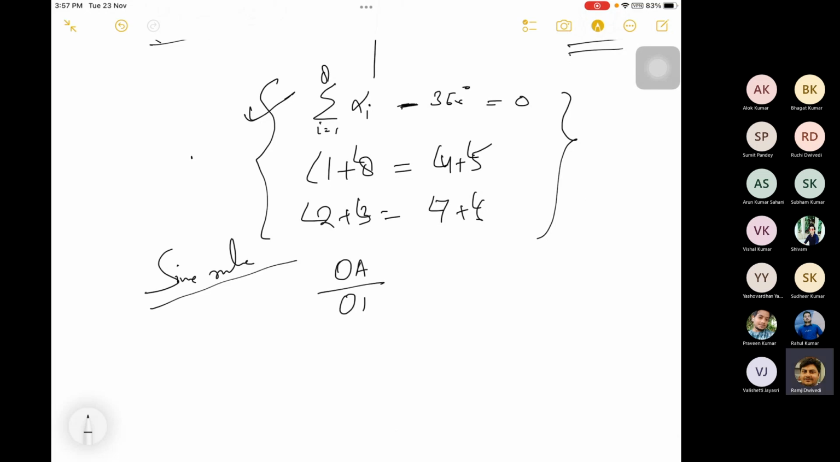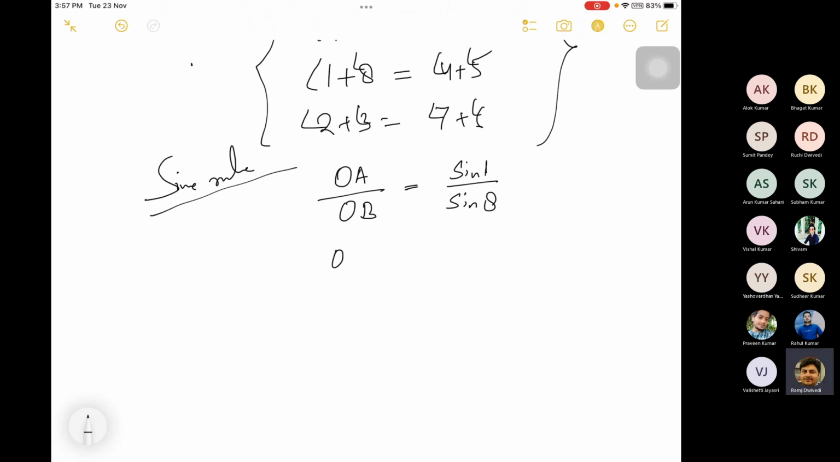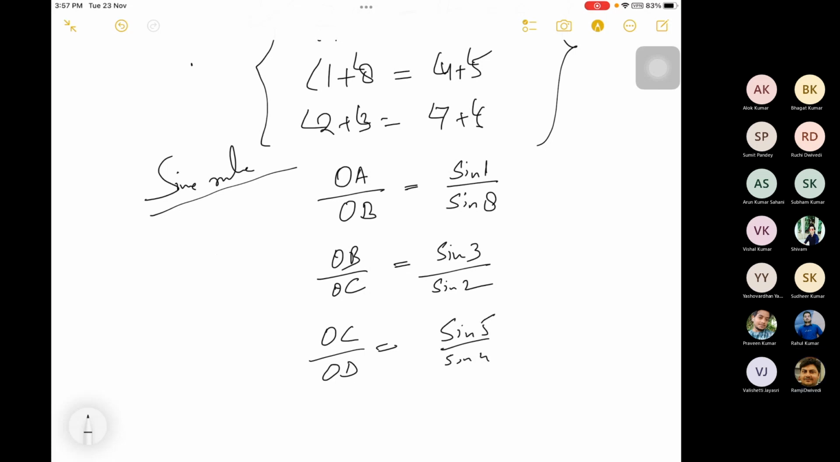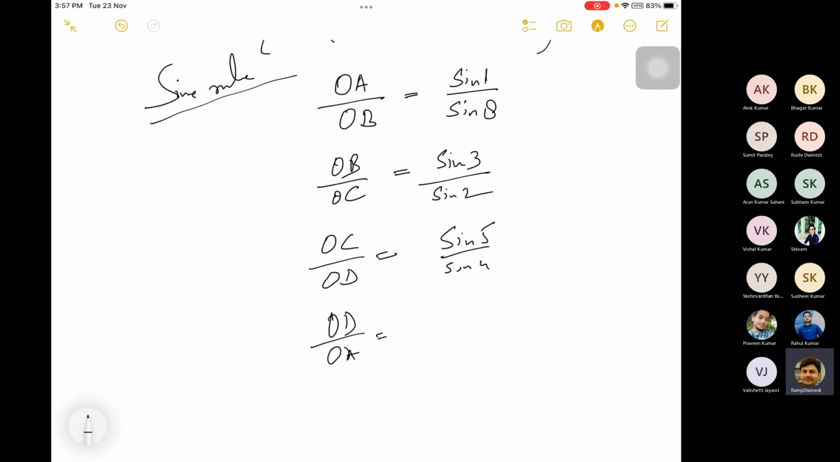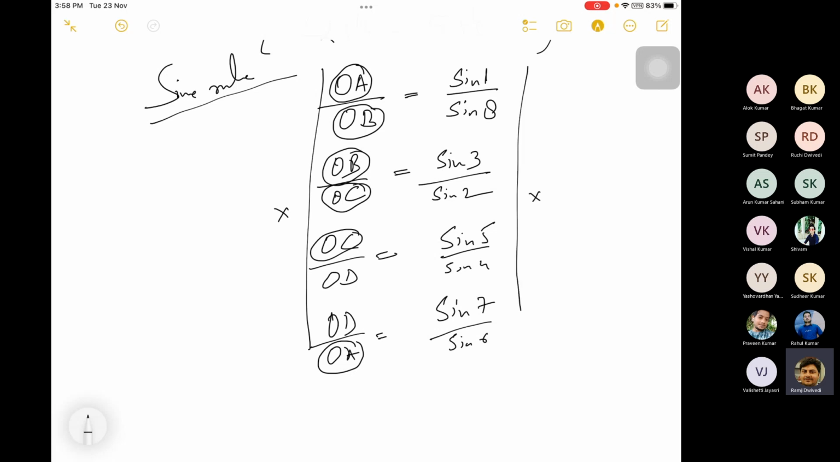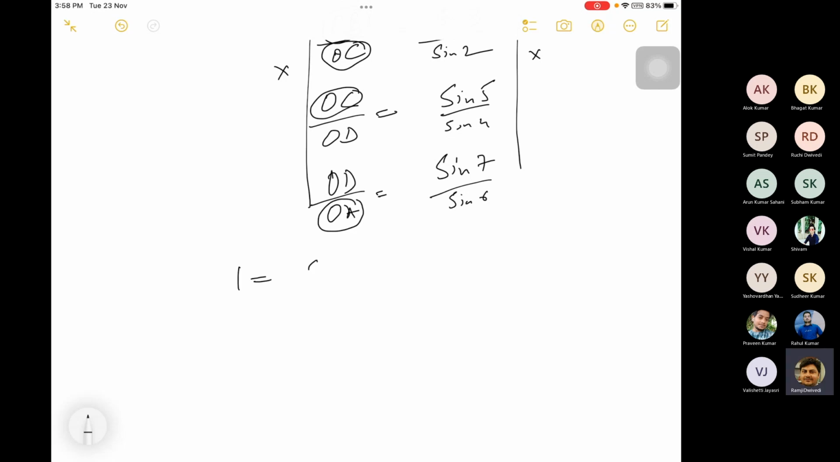आपका ये जो सेंटर पॉइंट O है, इससे जो ट्रायंगल बन रहा है इसमें आप साइन रूल लगा सकते हैं. तो नाउ OA upon OB is equal to sin 1 upon sin 8, then OB upon OC is equal to sin 3 upon sin 2, OC upon OD is equal to sin 5 upon sin 4, then OD upon OA is equal to sin 7 upon sin 6. इसको सब मल्टीप्लाई कर दीजिए लेफ्ट हैंड साइड को राइट हैंड साइड को, तो you will get 1 is equal to sin 1 sin 3 sin 5 and sin 7, all odd, upon sin 2 sin 4 sin 6 and sin 8.